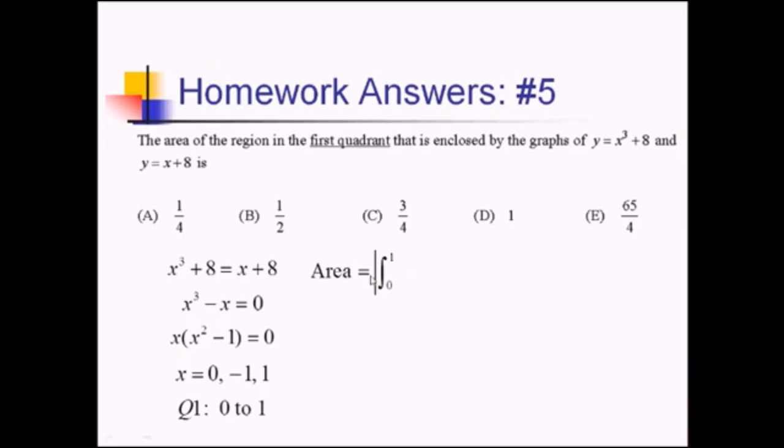And I'll just spell it out that this is the area I'm finding. And now for my integrand, I'm going to do basically one of these functions minus the other function. Again, I don't care which order I do this in because I have the absolute value out here to kind of protect me from negative answers. So I'll just do first minus second.